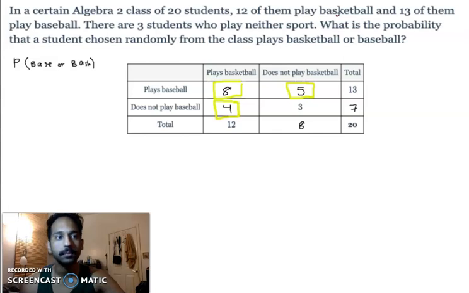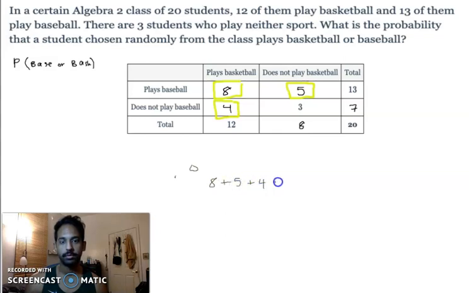And so we see that the number of students that play each of these things out of the 20 is 8 plus 5 plus 4, which is 17 students. Out of how many students total? Well, we know the total number of students is 20, so 17 out of 20. That's our probability that someone plays baseball or basketball.